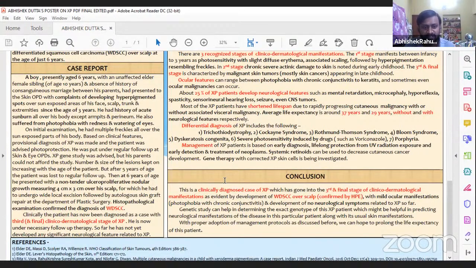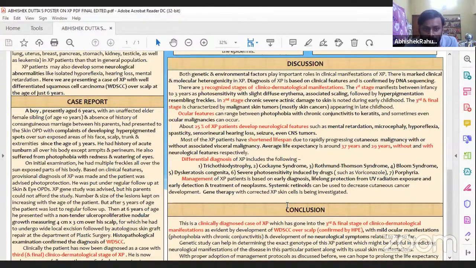Number and size of the lesions kept on increasing with the age of the patient. And at 6 years of age, he presented with a non-tender ulceroproliferative nodular growth measuring 4 cm by 3 cm over his scalp, for which he had to undergo wide local excision followed by autologous skin graft repair at the Department of Plastic Surgery. Histopathological examination confirmed the diagnosis of well-differentiated squamous cell carcinoma. Clinically, the patient has now been diagnosed as a case with 3rd and final clinical dermatological stage of xeroderma pigmentosum. He is under necessary follow-up therapy. So far, he has not yet developed any neurological features.